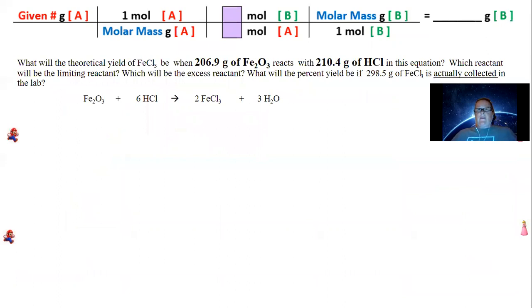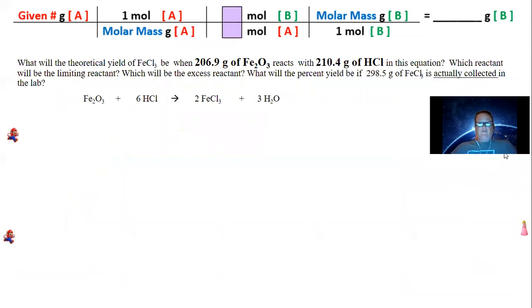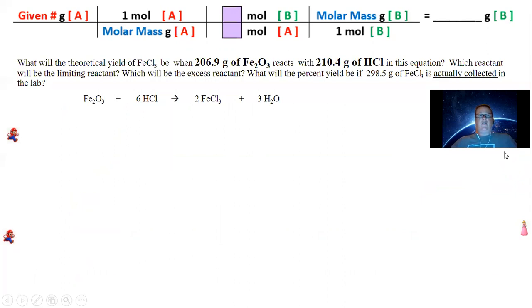I have the question here. What will the theoretical yield be when 206.9 grams of Fe2O3 reacts with 210.4 grams of HCl in this equation? Which reactant will be the limiting reactant, which will be the excess reactant, and what will the percent yield be if 298.5 grams of iron 3 chloride, or FeCl3, is actually collected? There seems to be a weird little typo there.